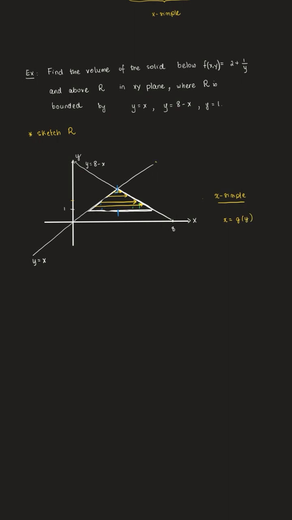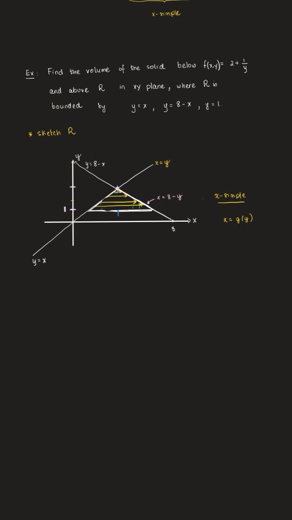y equals x is already that, right? We can write it as x equals y. Let's rewrite our function y equals 8 minus x. So this function is going to be x equals 8 minus y. And for y, we have to figure out where these lines intersect, because we see that y is going to start at 1. But when we do our second integral, we have to integrate vertically, and we want to know where this value will be. So let's find that.